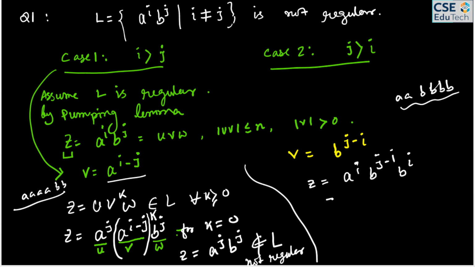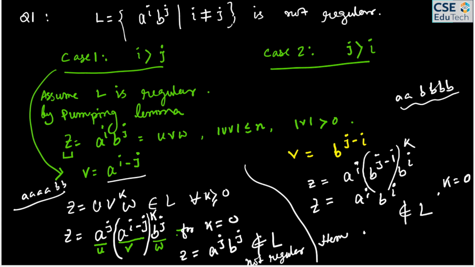Right? Now, using the pumping lemma, for any K greater than or equal to 0, this should belong to the language. But what happened for K equal to 0? It will look like this: A to the power I, B to the power I. That means the same number of A's followed by the same number of B's, which is our contradiction. So it does not belong to the language and hence is not regular.